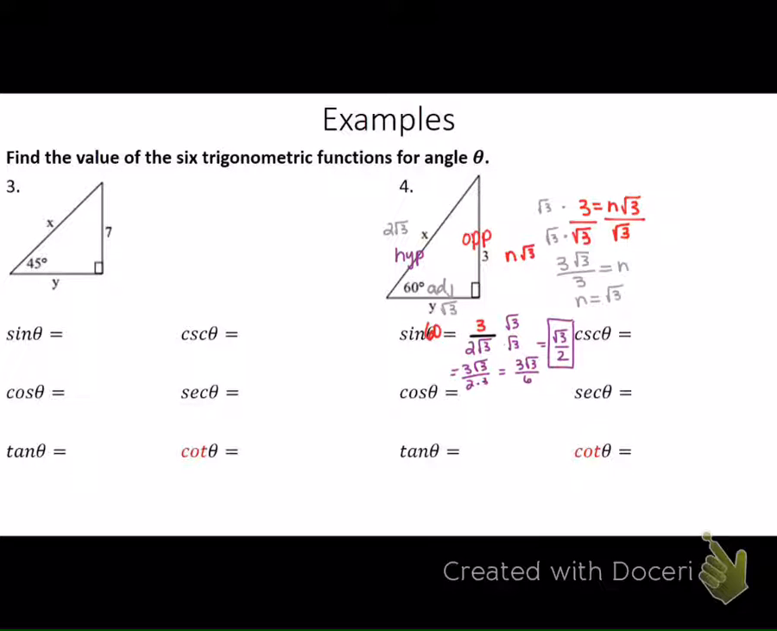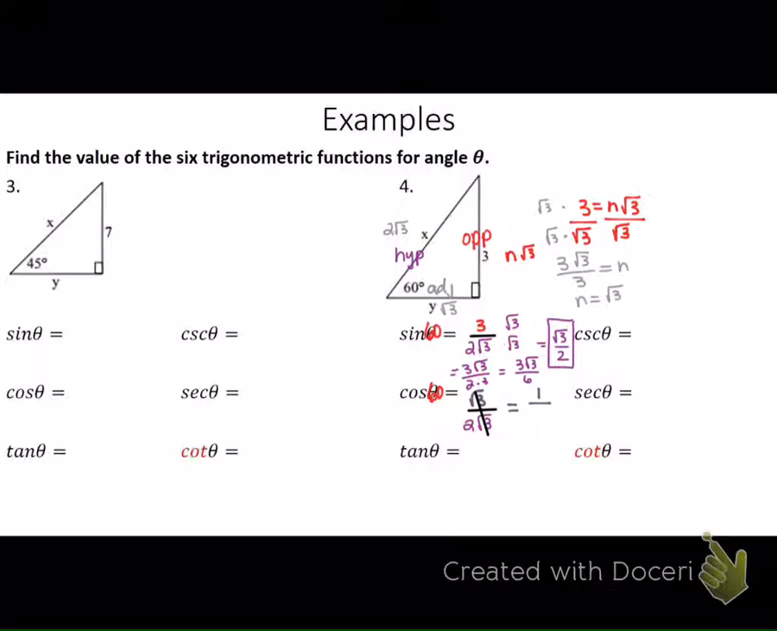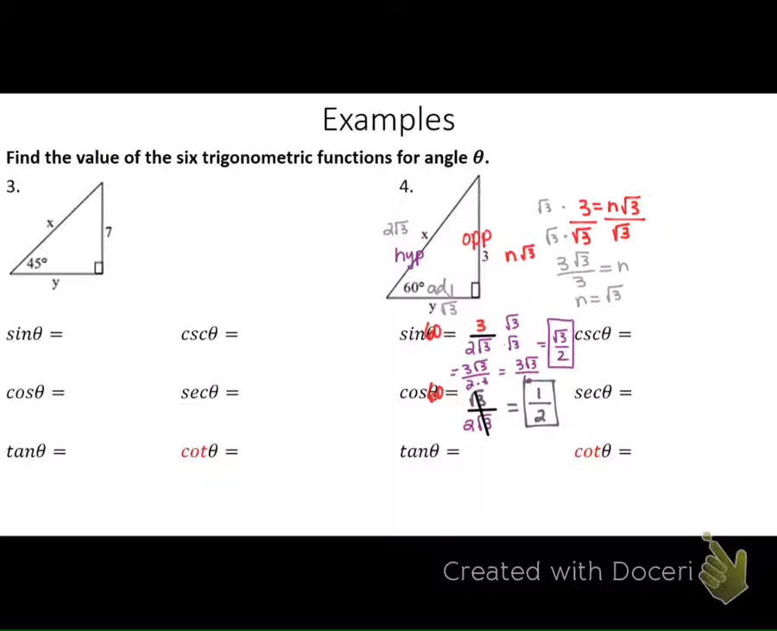So the cosine of 60. Lindsay, what's the cosine of 60? What do you notice about those root 3's, guys? You're going to simplify out, right? So that's 1 over 2.